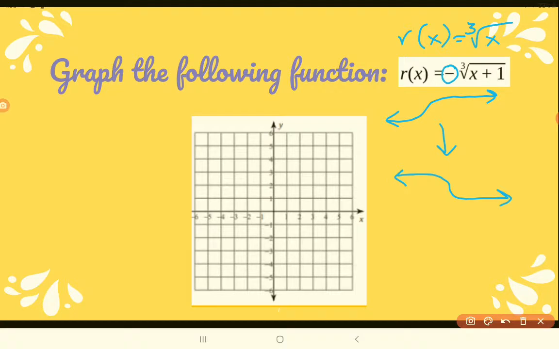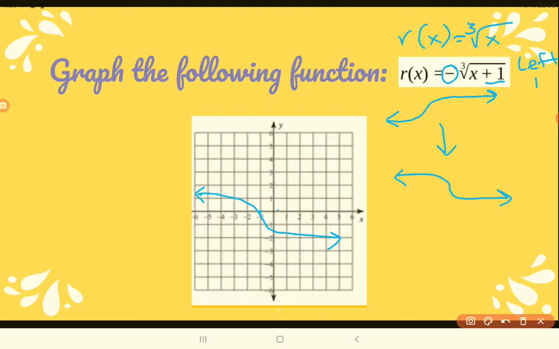Okay, I've reflected it. What does the plus 1 do? Well, the plus 1 is inside with x, which means I'm either moving this thing left or right. Well, remember, if it's inside with x, it swaps signs. So what am I actually doing? I'm going left 1. So instead of being centered at 0, 0, I'd be going left 1 right here, and my squiggle is going to be centered around that point.